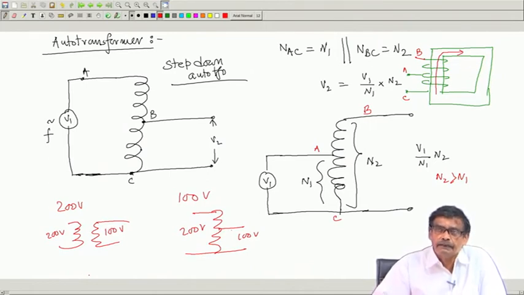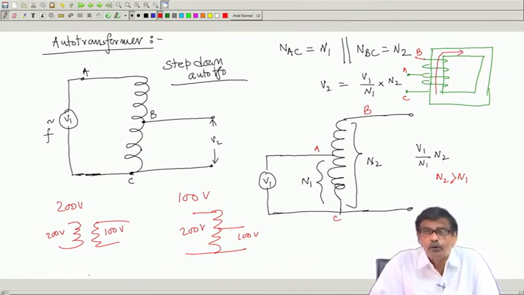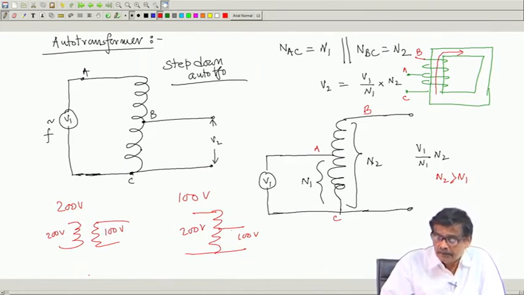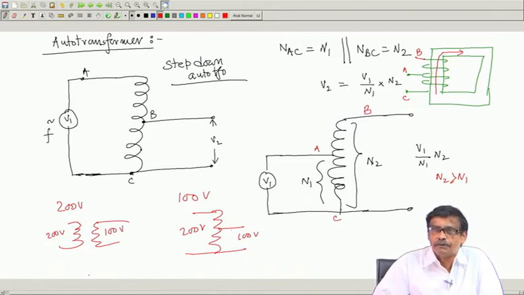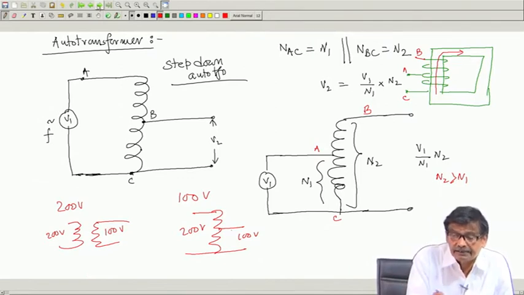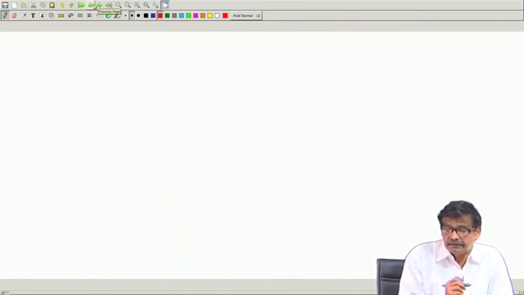Now, the moment two options come in, we must examine which one to choose. Should I choose a two winding transformer or an auto transformer? Here lies the question. The same thing can apparently be done by both the options. So we will examine that right now.